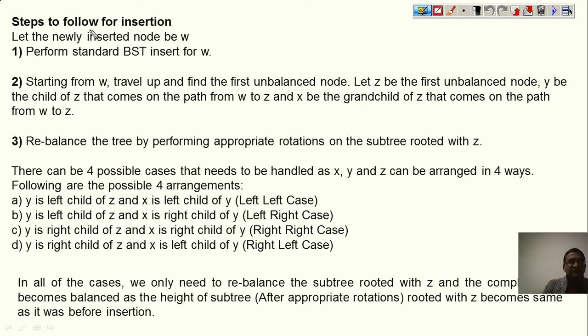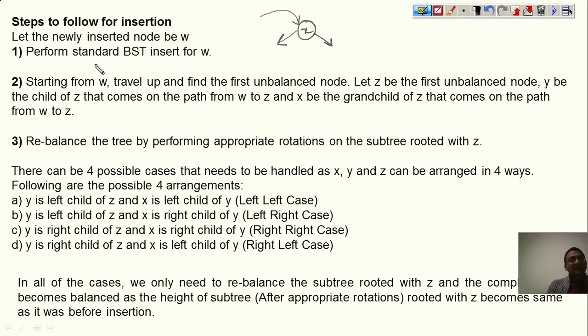Now the steps to follow for insertion. We already know that whenever you insert a node in a binary search tree, it will always be added as a leaf node, and the insertion starts from the root. Let's say this is your root X. Whenever you insert anything, you compare the value with the root. If the new value is less than X, you move to the left side. If the new value is more than the root, you move to the right side. Finally, when you get its position, you insert the node.